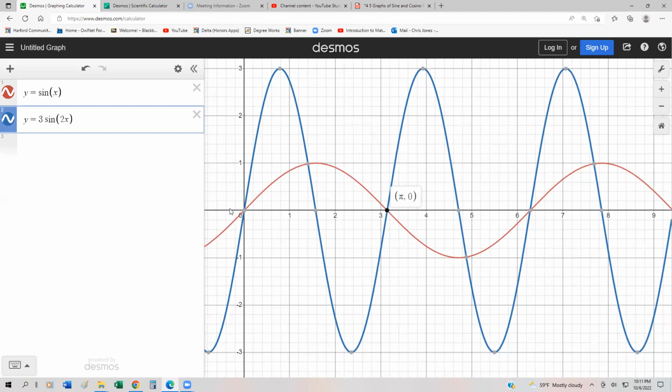Okay, this function just doubles the periodicity. Okay, or actually it cuts it in half. It just takes half the amount of time or half the distance for it to go through one period. And then the amplitude is 3 times as high as the regular sine function. Okay, so we can see that pretty easily.